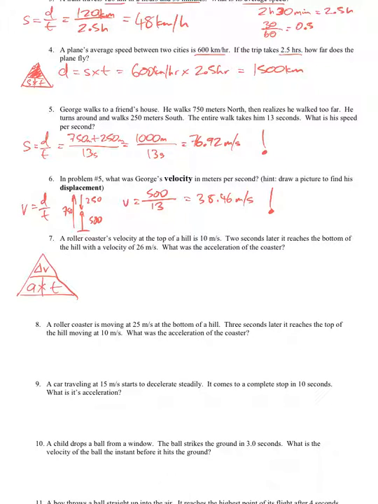So remembering that, we're looking for the acceleration. Acceleration is going to be final velocity minus initial velocity divided by the time. It gets to the bottom at 26, so it ended up at 26, minus, it started off at 10, divided by 2 seconds. 26 take 10 is going to be 16 over 2. 16 divided by 2 is 8.